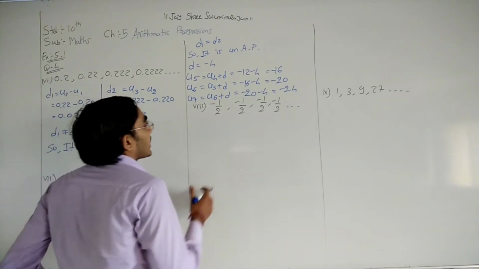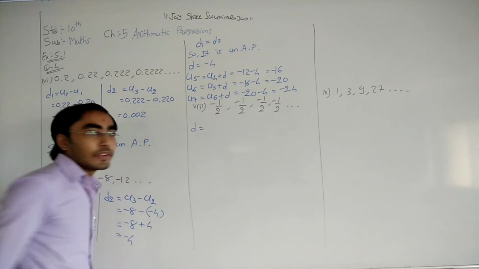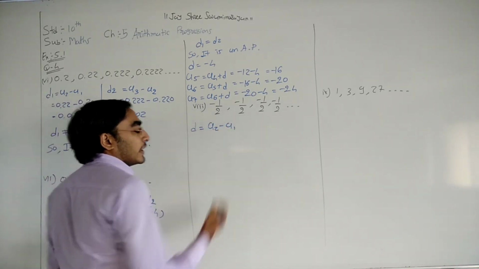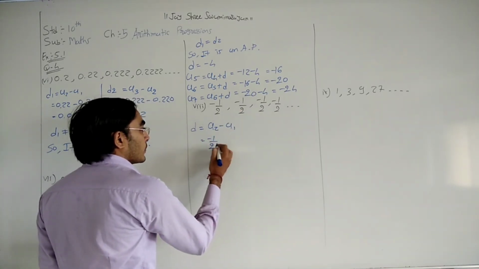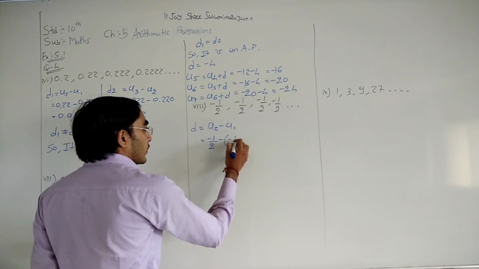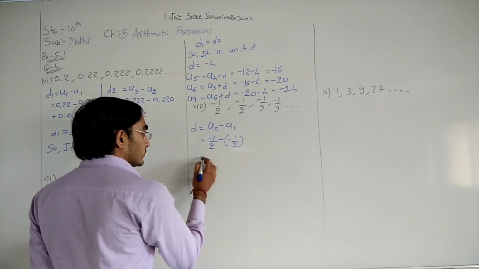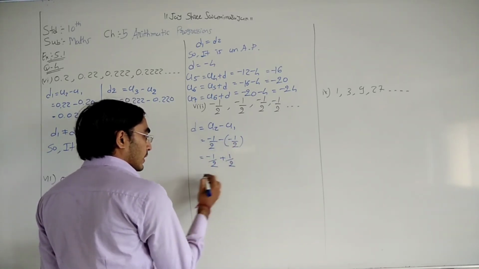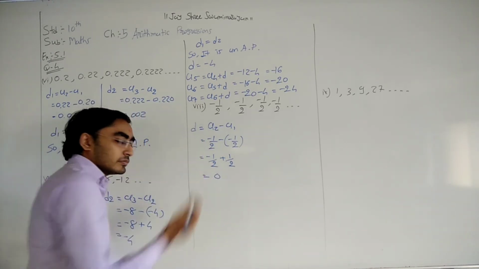Okay, so here we need to follow the same method. First of all, common difference D is A2 minus A1. Now here your A2 is minus 1 by 2. This minus sign is as per the formula, and A1 itself is a negative number, so again minus 1 by 2. Now here minus 1 by 2 plus 1 by 2, which is 0.